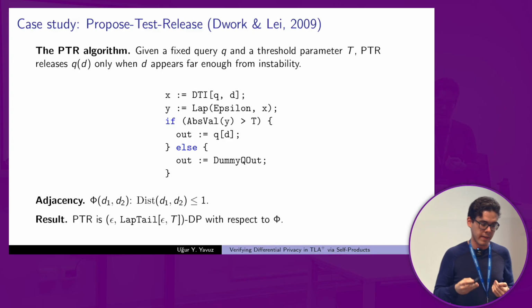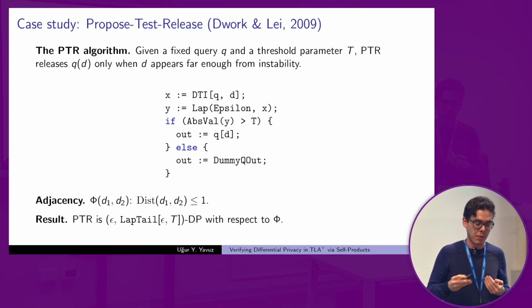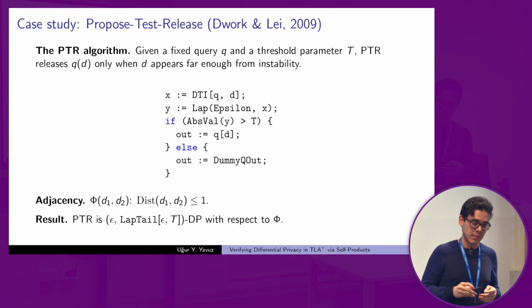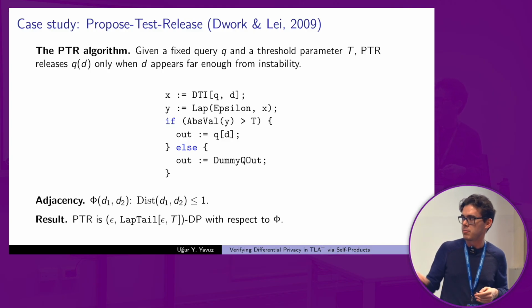The intuition is that if X is large, then the database is stable. Its query answer won't change under small perturbations, so it's safe to release. And the noise plus the threshold protects us from leaking information about X itself. So that's the role of Y.